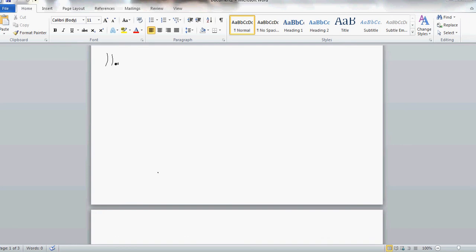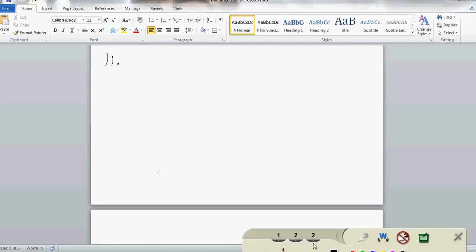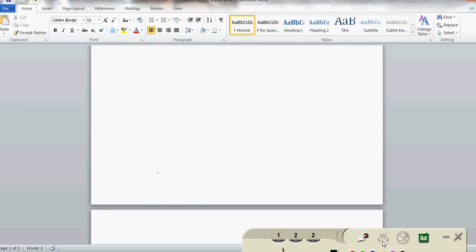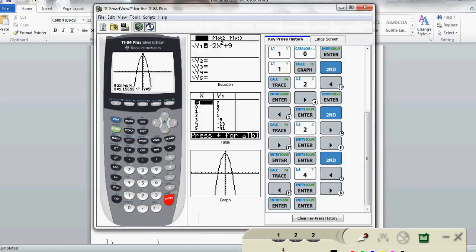Example number 11. Use the graphing utility to create a table that displays the points on the graph for the given equation. Okay, so the first thing we need to do is create an XY chart, and we're told the x values need to range from negative 3, negative 2, negative 1, 0, 1, 2, and 3. And we're going to use the graphing calculator to give us all these values.